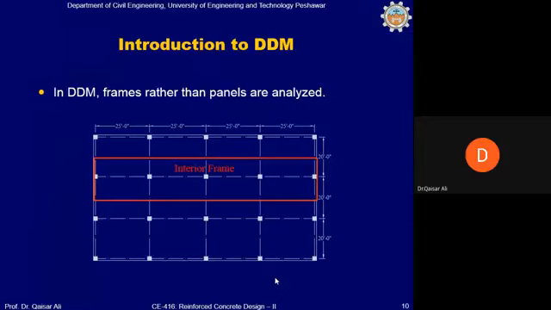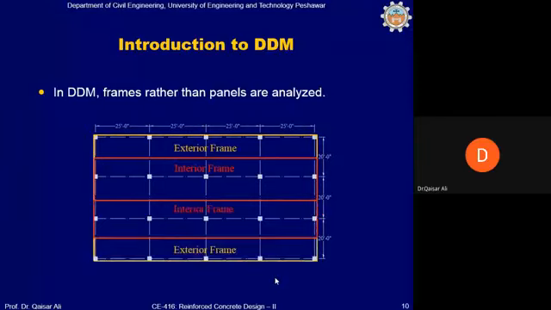So the interior frame will be marked, and the frames will be analyzed one by one in both directions in order to get the bending moments in the slabs. Then there is an exterior frame, another frame, and another frame. Two interior frames and one exterior frame, if they are analyzed like a beam, this analysis will be done like a beam with this width. This will be analyzed along the length of the frame. This is the width of the frame. Okay.